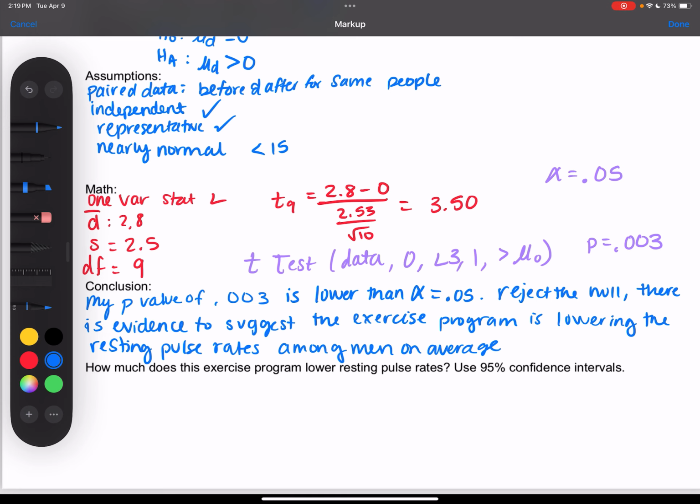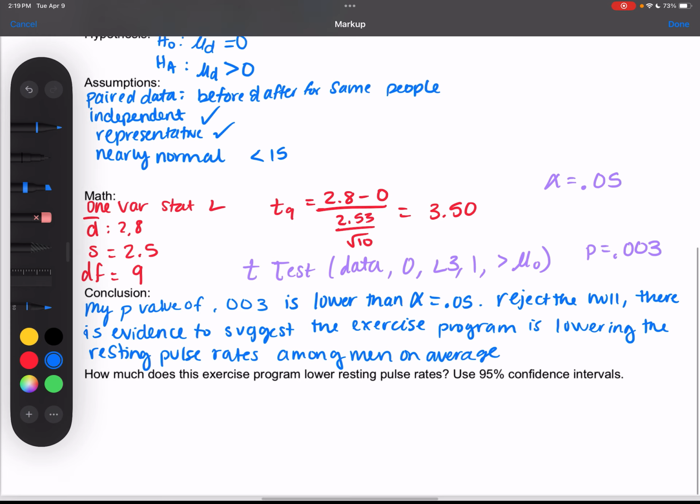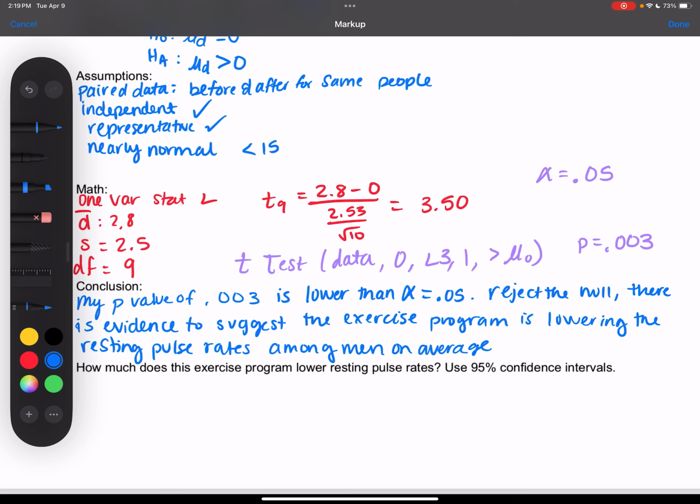All right, last thing really fast. How much does this exercise program lower pulse rates? So this is going to be your T interval. And it's going to give you an interval of 0.99 to 4.6. And we'll wrap this question up tomorrow, but that way you have it.